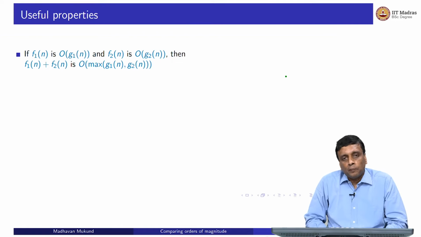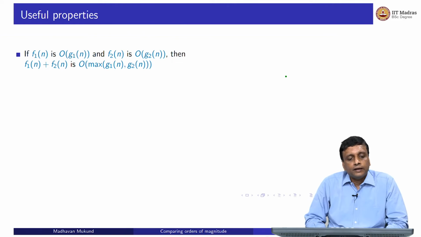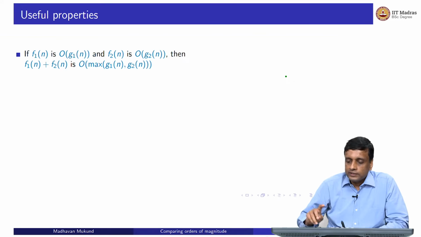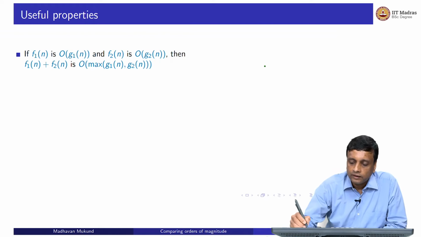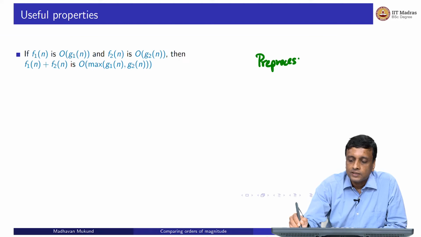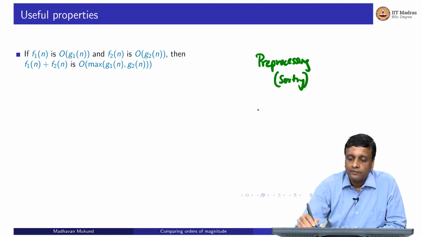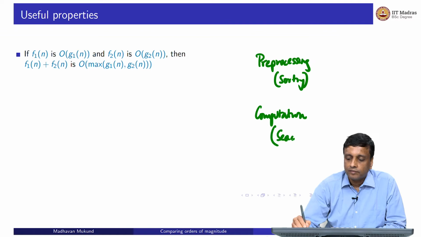One of the useful properties of this big O notation is that if I add two functions, then they lie below the maximum of the two in terms of big O. Right. So we will see why this is important. Supposing I have a pre-processing step, like for instance in the Aadhaar card example, this is my sorting step, okay, and then I have an actual computation step. This is a search over all SIM cards.